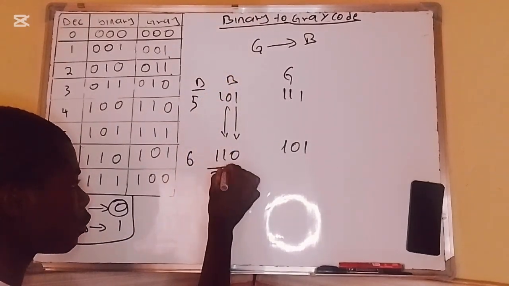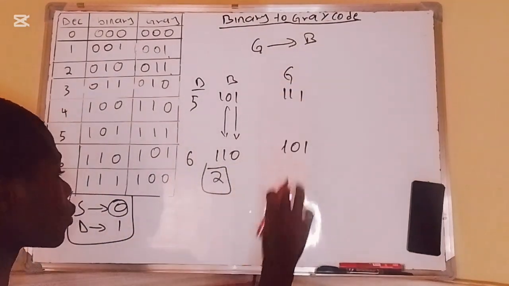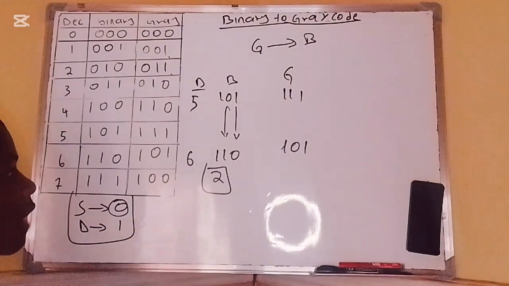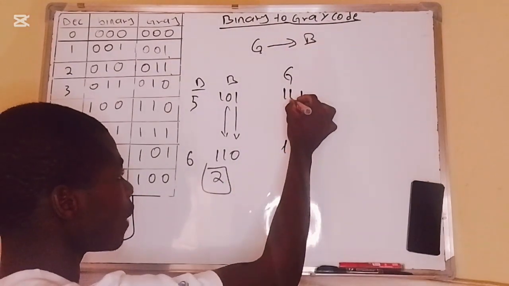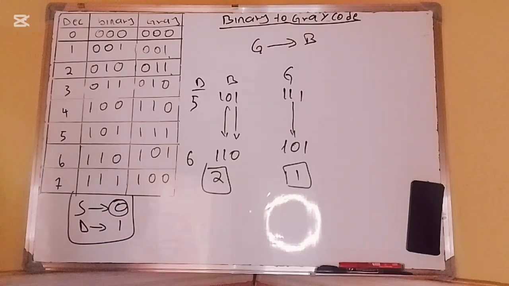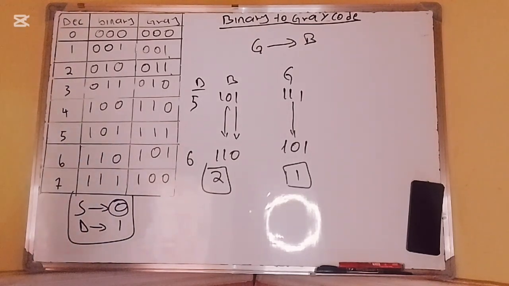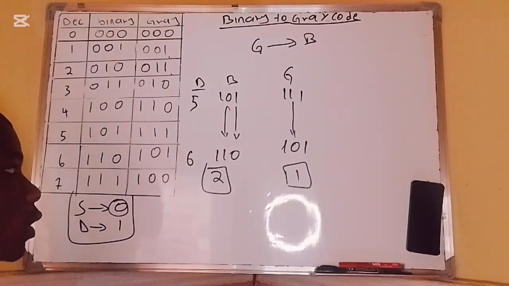So therefore we have only 1 change in gray code for 5 and 6. So this is how it is. Sometimes you might have 2 to 3 changes. Sometimes you might have 1 change or 2 changes. So it depends on what circuit you're going to design.